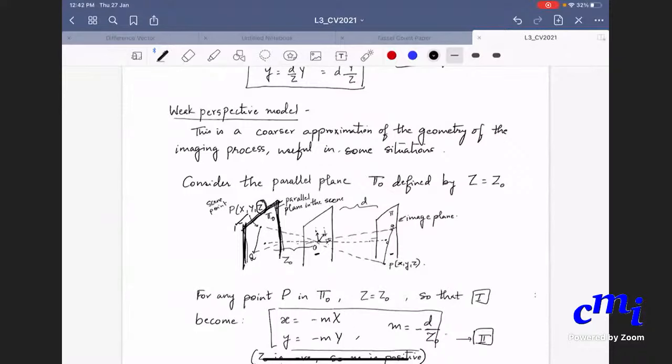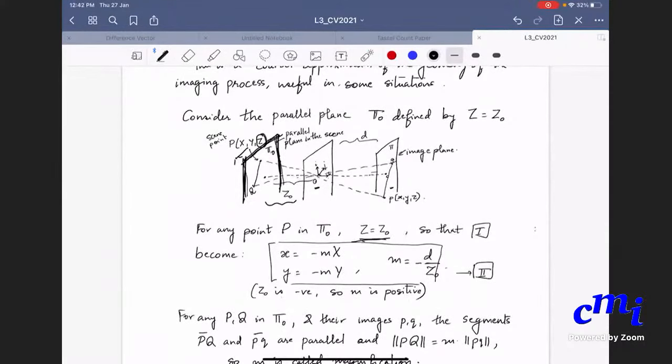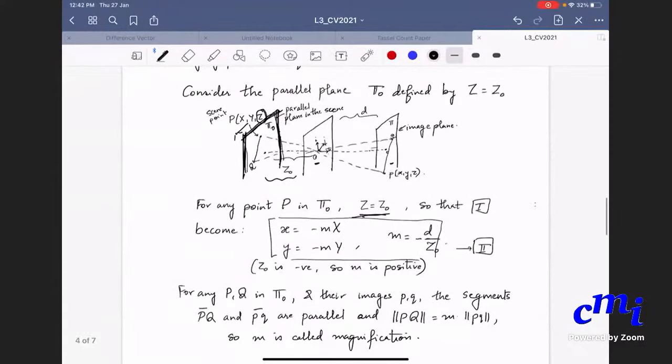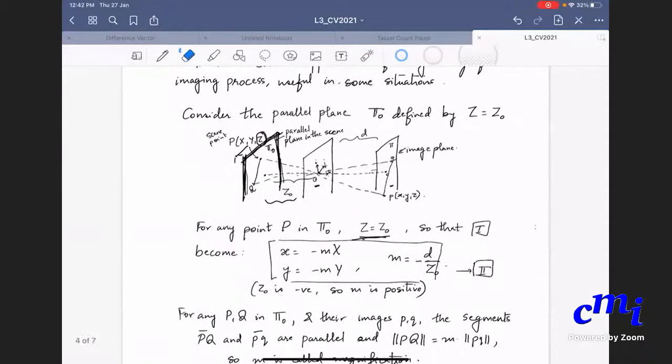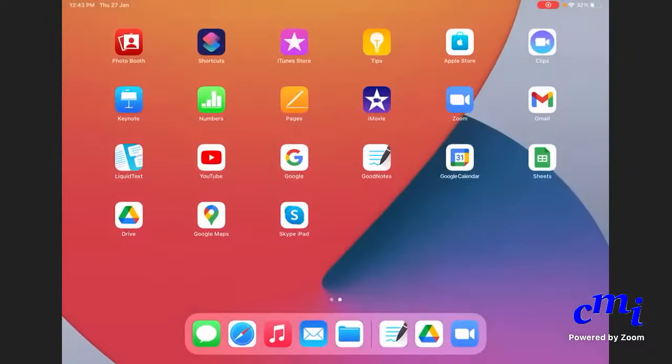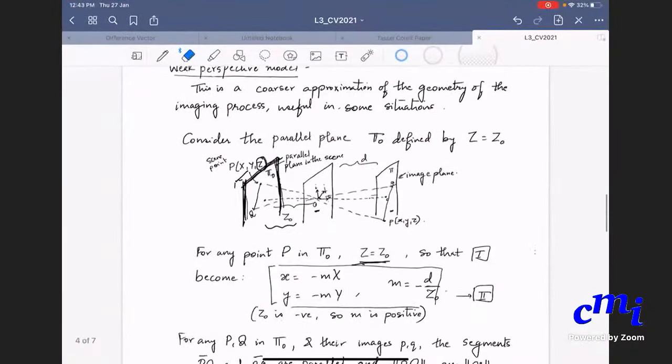That is the mathematical approximation you can do if the scene relief is small compared to the distance from the camera. With this small approximation, your earlier equations simplify. Now this Z is no longer changing along with the points. This Z is fixed, some Z naught. So now I've just collected the d over Z naught separately and written it as m. And now these two equations look like this.